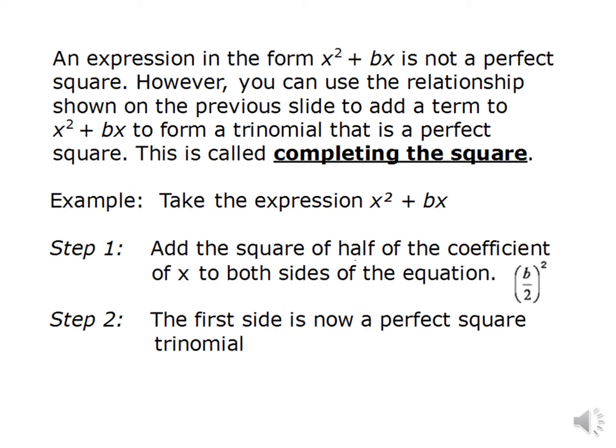Okay, the first step in learning how to solve by completing the square is just to complete the square. And so that's what we're going to talk about here. So you take this expression here that's not complete, and we need to come up with the final piece that makes it a perfect square. So you add the square of half of the coefficient. You're going to take b over 2 squared, and you're going to put it here. Now the first side is a perfect square trinomial. So let's do a couple of those and get some practice.